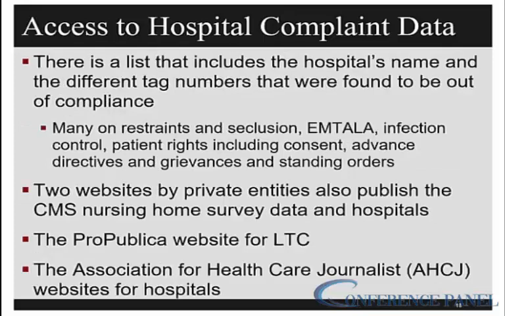So again, I mentioned the list includes a hospital name and address, and the tag numbers found to be out of compliance. You will see when you look at that, there are multiple ones on patient rights. That includes restraint and seclusion, grievances. There's also a large section on EMTALA violations, consent, advanced directives. And there are two other websites. These are by private entities, and they publish information on nursing homes. So if you have a nursing home or a long-term care facility associated with your hospital, it's another access point for you to find out what they are looking at.